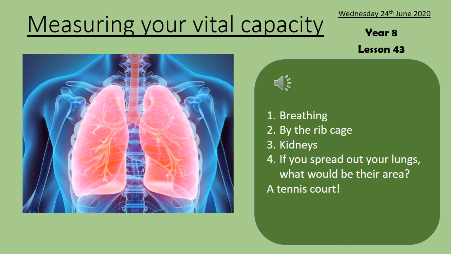Question 3, the other internal organ that you've got that comes in pairs are the kidneys. You've got 2 of them and they are near the small of your back. And number 4, if you spread out your lungs and you flatten them and you spread them all the way out, they would actually take up roughly the size of a tennis court. How amazing is that? And they're all in your chest, but if you spread them out, tennis court.